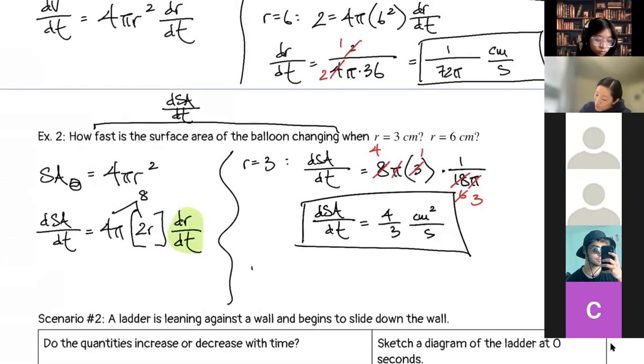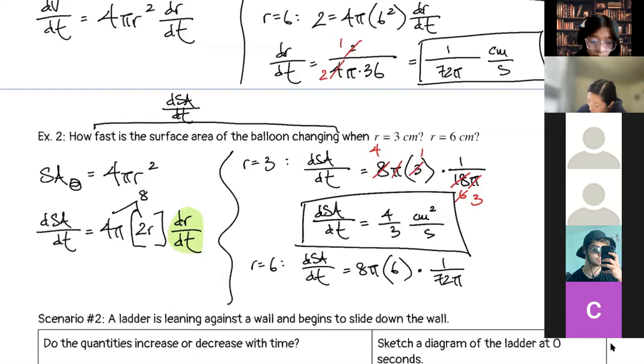All right. So if we do the same thing for 6, we can plug in everything. We have 8 pi, but this time we're going to have a 6. What am I going to use for dr dt when the radius is 6? Because I better not use the same value I used before for radius is 3. Yeah, we're going to use the other rate that we found. Exactly.